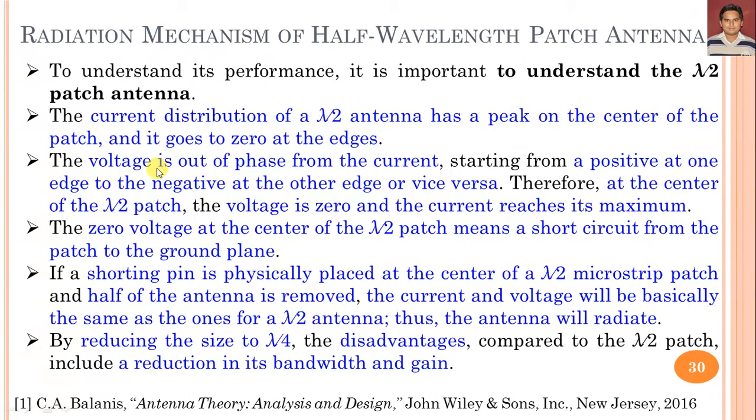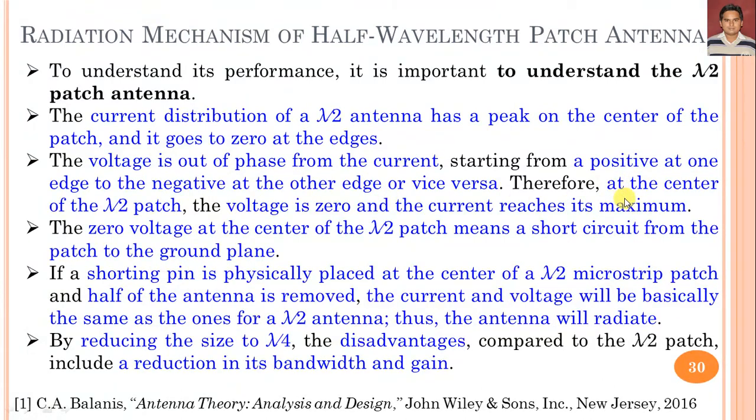We have analyzed the current distribution, and we can also calculate the voltage, and this voltage is out of phase from the current, as you can see, going from positive at one edge to negative at the other edge, or vice versa. It means, suppose at t equal to 0 it is the positive half cycle, in which the current is maximum at the center and minimum at the edges. In the other half cycle, the negative one, we get the negative current distribution.